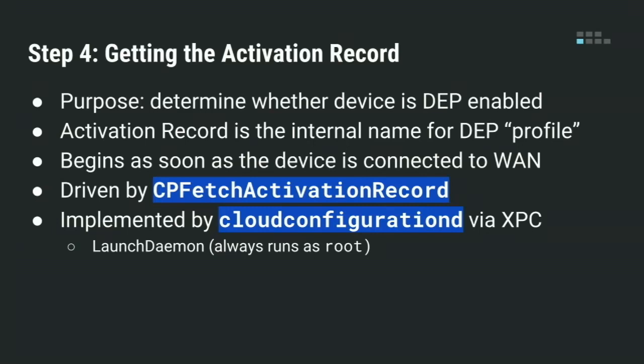Now, this step will begin as soon as the device is connected to WAN. So the second it has a network reachable or internet reachable IP, it will begin to attempt checking in. This is driven by the private CP fetch activation record function. And as I said, it's implemented by a daemon called Cloud Configuration D. Now, this is a launch daemon, which is macOS lingo for it runs as root and can be kept constantly running. And it is signaled through macOS specific IPC called XPC, which if you've done any kind of iOS development or Mac development before, you are either directly or indirectly aware of.